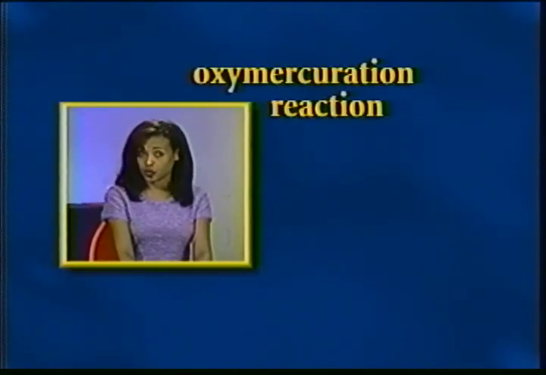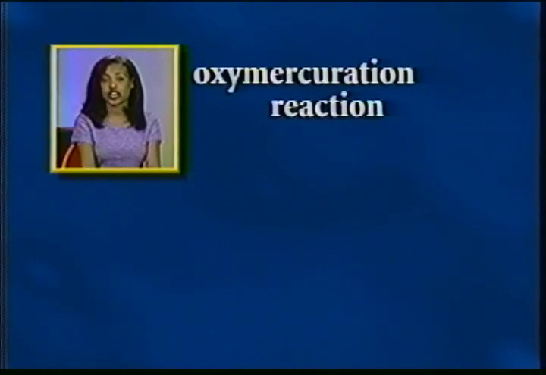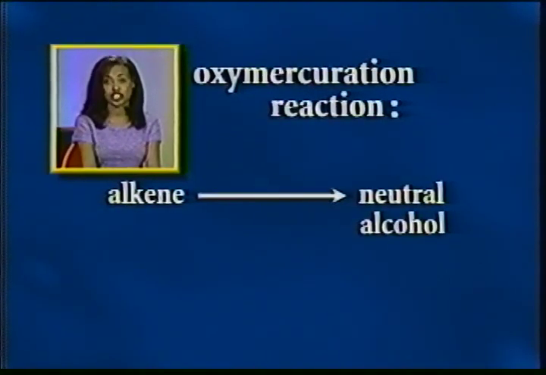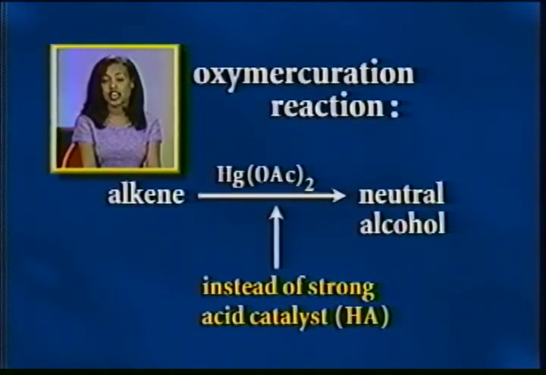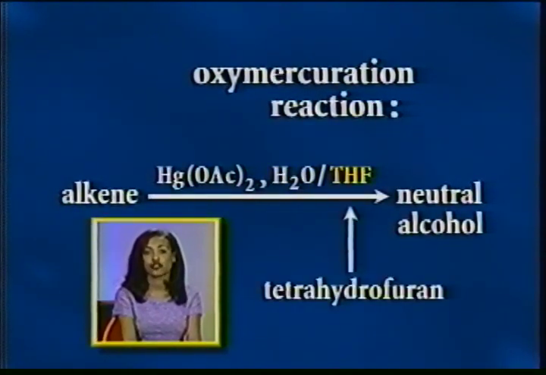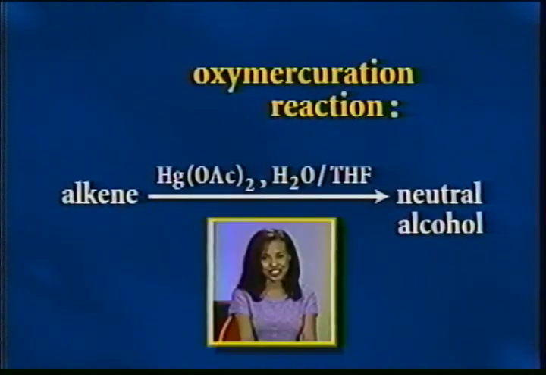This reaction is called an oxymercuration reaction, and it's the one we told you to remember a while ago when we looked at hydration reactions. The oxymercuration reaction is essentially the same as reaction number 2, only the industrial chemist can use cheaper, easier to get reactants. They carry out the hydration reaction using a Lewis acid, mercuric acetate, instead of a strong acid catalyst. The entire reaction is carried out in a mixed solvent system of water and tetrahydrofuran, THF. The THF is just there to help the alkene dissolve. They call the whole thing an oxymercuration reaction.